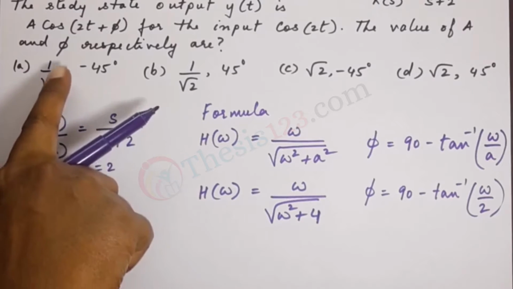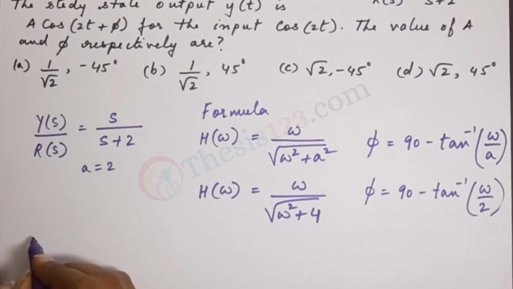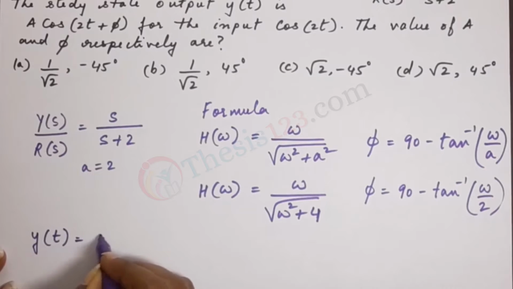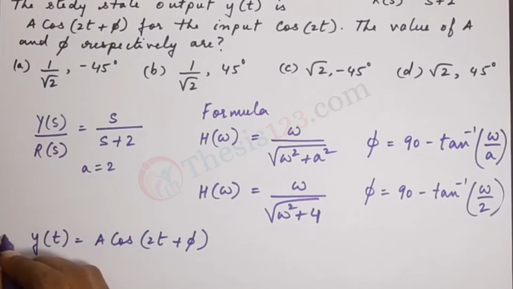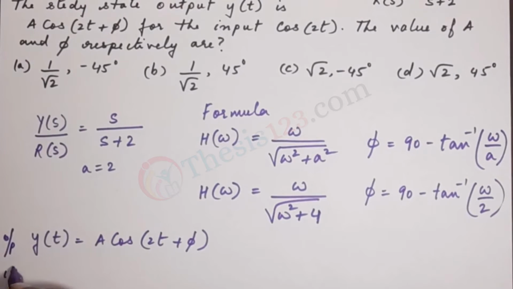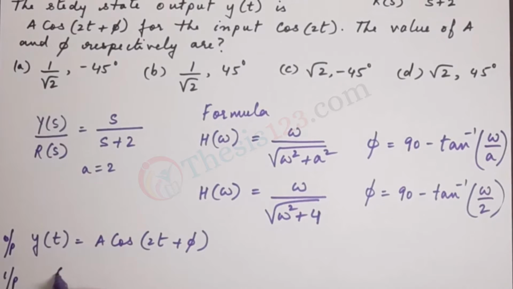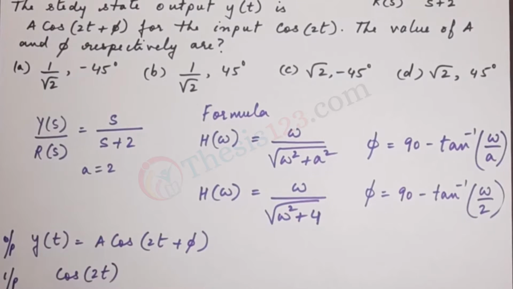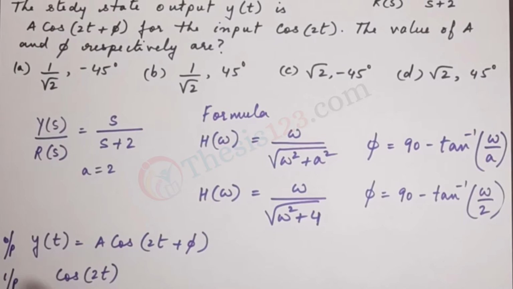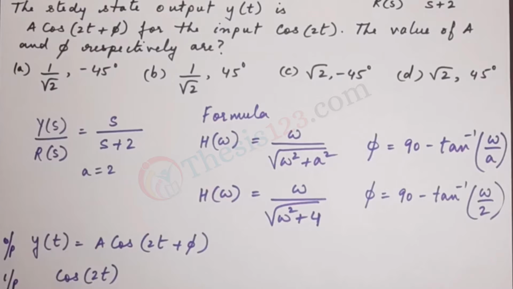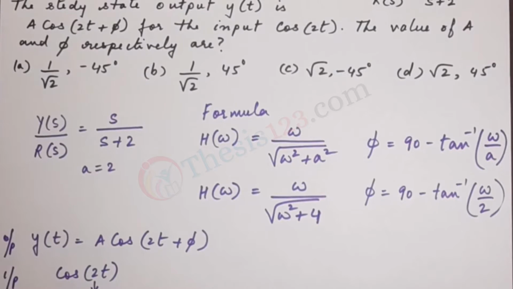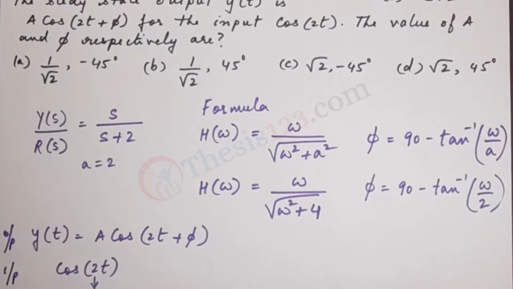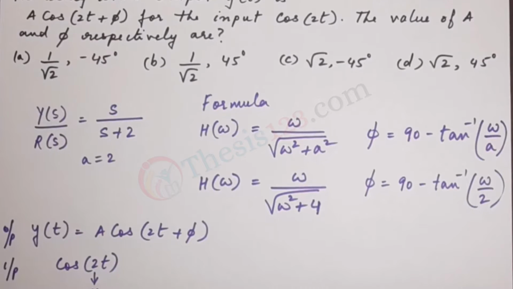So let's go back here to the output given. The output given is y of t equals A cos(2t plus phi). And this is the output, and the input is cos 2t. Now, in general, trigonometric functions are denoted as cos omega t, sin omega t, and so on and so forth. So, from the input function given to us, it is quite easy to identify that the omega here is 2. Okay, so omega here is 2.